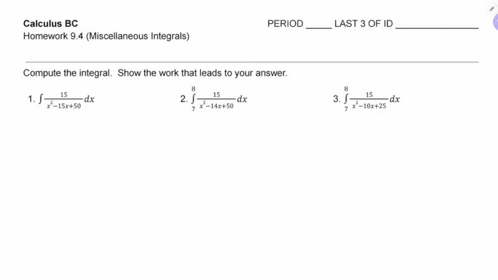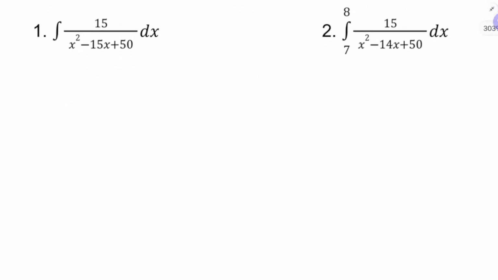Okay, the first one we've got is 15 over x squared minus 15x plus 50. And 50 is one bigger than a perfect square, so that's something we have to look out for, but I don't think that's going to be the case because of that negative 15. So I'm looking at the denominator, and oh wait, this is factorable. I can work with that.